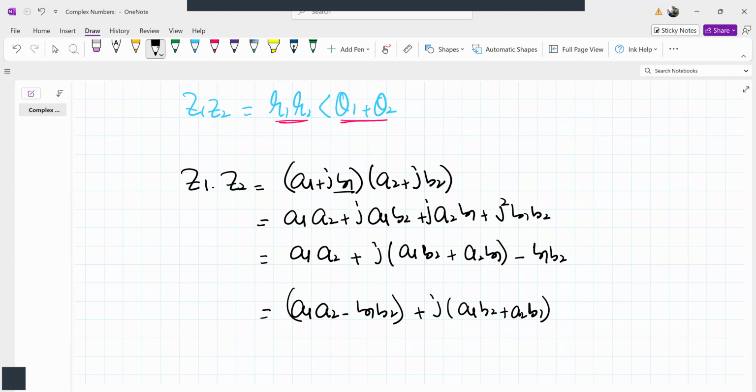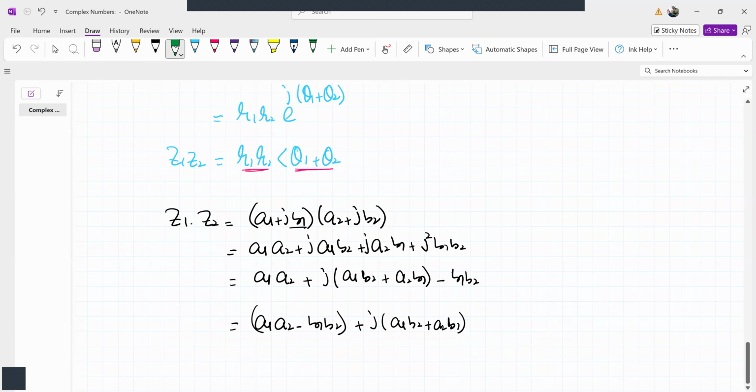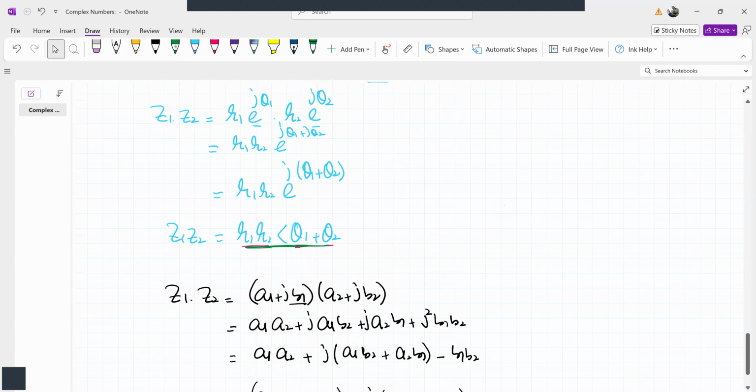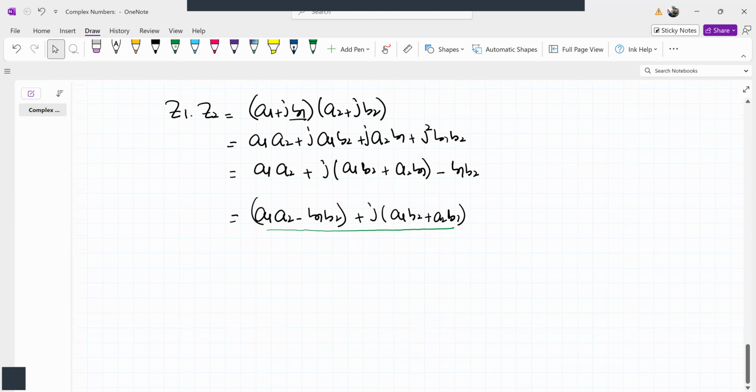Now you can see multiplication becomes very easy in polar form. Simply multiply the magnitude part and add the phases. Here you have to do 4 multiplications, right? Then adding and subtraction operations as well. But if you have to multiply two complex numbers, it becomes easy in polar form. Simply multiply the magnitudes and add the phases. Okay, so multiplication is preferred in polar form.